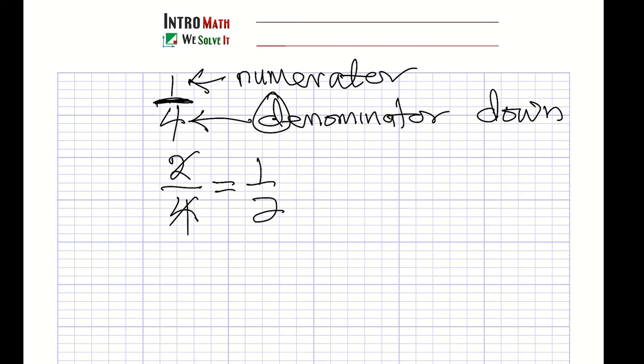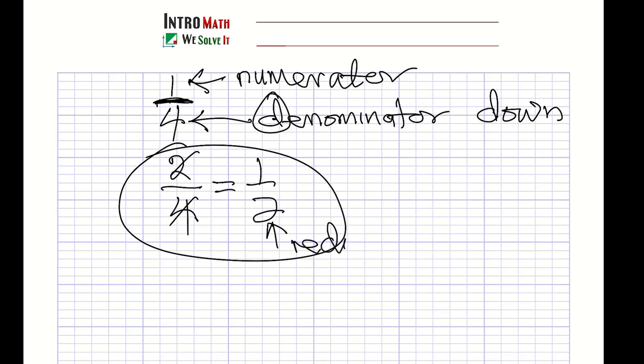And then there's another term I want you to pick up on. Look at those two fractions. They call them equivalent. Two fractions are equivalent when one can be reduced to the other. They have the same value. See, this one is called a reduced term. It's in reduced terms.